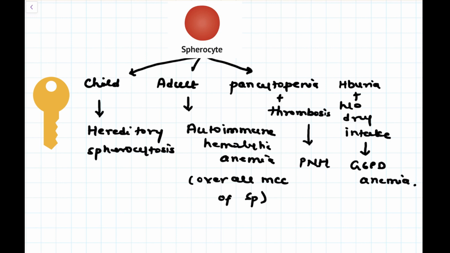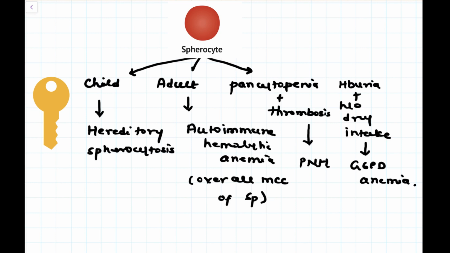deficiency anemia. So friends, what we learn here is spherocyte is not a disease itself. It's a condition which can have multiple differentials. For example, hereditary spherocytosis is the first differential if you are dealing with a child. AIHA, autoimmune hemolytic anemia, is the second differential if you are dealing with an adult. Third differential is PNH in the case of pancytopenia, thrombosis, etc. Many other symptoms can be there in PNH. And fourth differential is G6PD deficiency anemia.